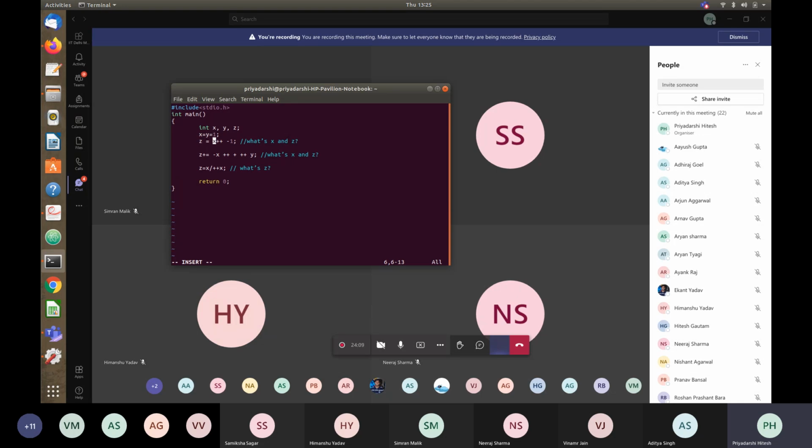x would be 2. Why? Because x++, and since it is being assigned to z, we will take the initial value of x, that is 1. So 1 minus 1 will make z 0, and x will be incremented, that will make x 2. So basically x equals 2 and z equals 0 here.